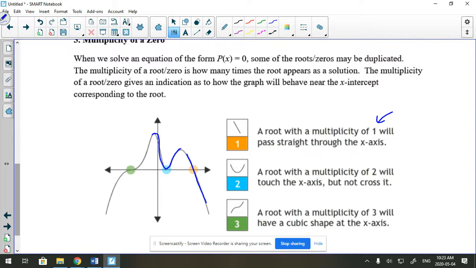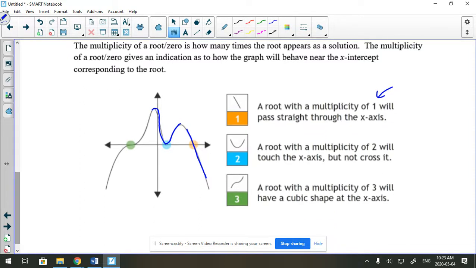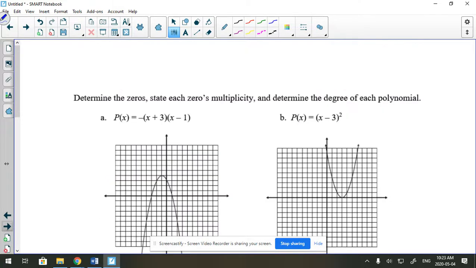A multiplicity of 3 has a cubic shape at the x-axis. So in other words, if it's a multiplicity of 3, it comes up, and at the x-axis, it has a little zag, and then it comes up, delays at the x-axis just for a second before it keeps going. So that's going to come in handy. All those different things can help us determine what the graph is of the polynomial function. So let's combine some of this knowledge together for the next page, and then we'll actually use it to start our graphing on the next page.